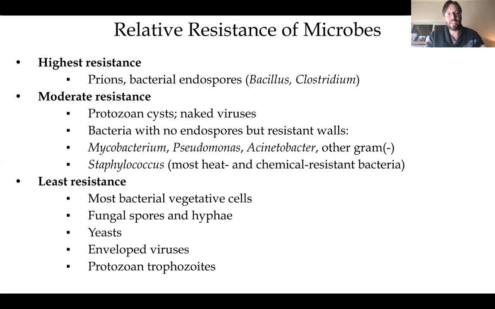And then when we get to the least resistant types of microbes, now we're talking about the vegetative cells of bacteria. We're talking about the spores of fungi and the hyphae, the little branches that they shoot out. Yeast, which is also a fungus. Enveloped viruses, they're much less resilient than naked viruses. And then protozoan trophozoites, so you know, the eukaryotic microbes like the malaria parasite, for instance, and other ciliates. Okay, any questions on this so far?